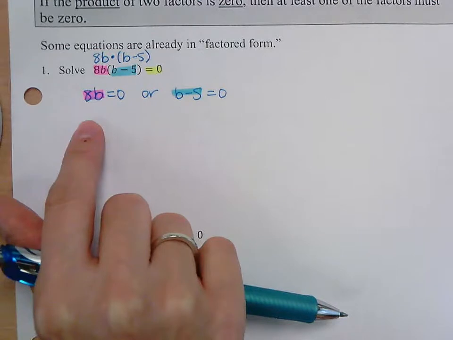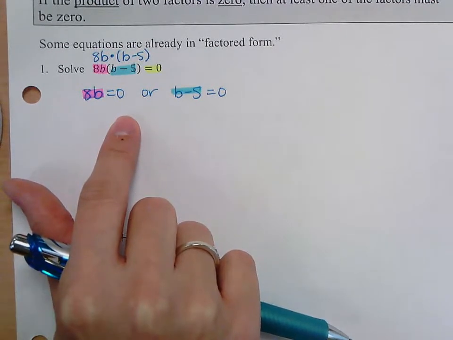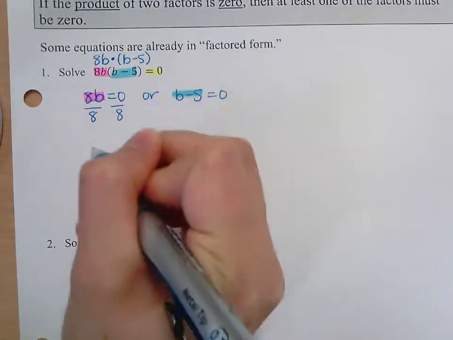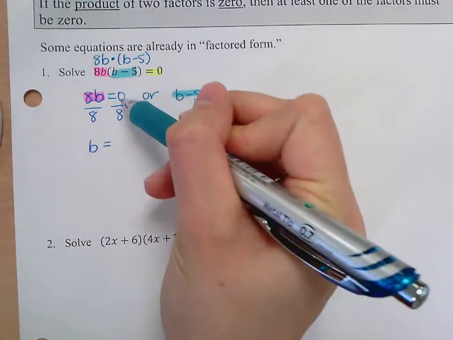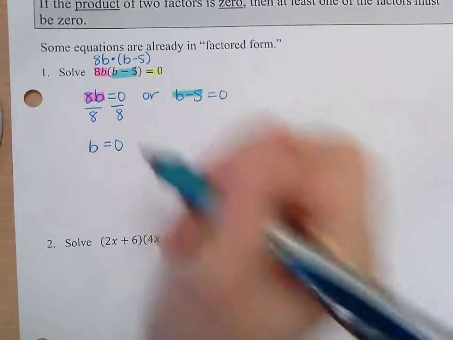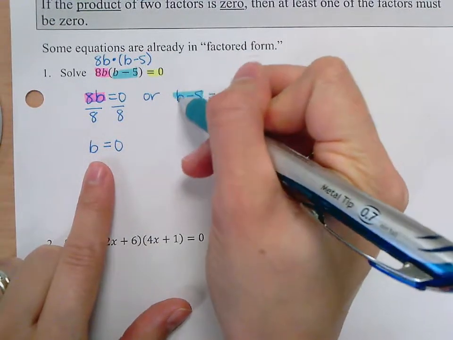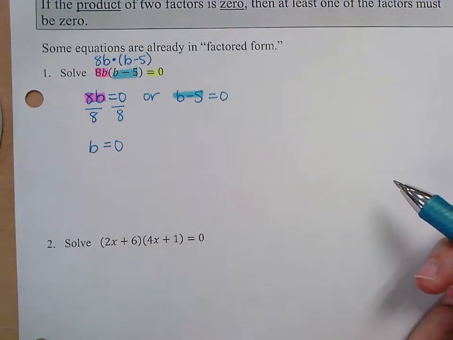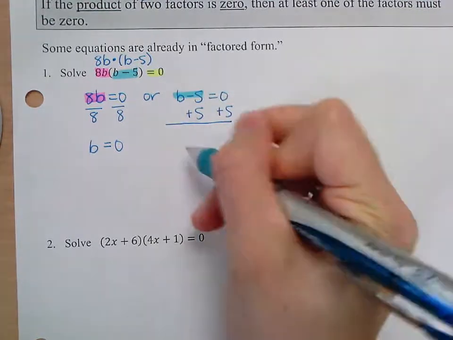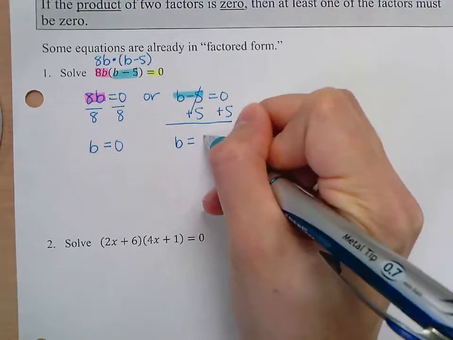What do I do to both sides? Not multiply by 0, Casey. To solve for b, I divide by 8. What is 0 divided by 8? 0. Okay, there's an answer. How do I solve this equation for b? Yep, add 5 to both sides. So then I get, because these cancel, b is equal to 0 plus 5, which is 5.